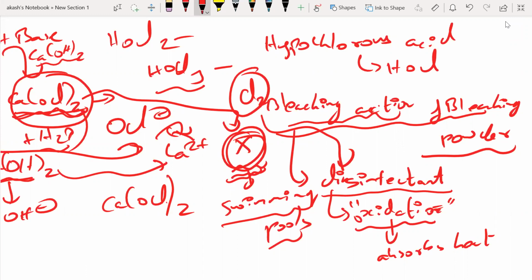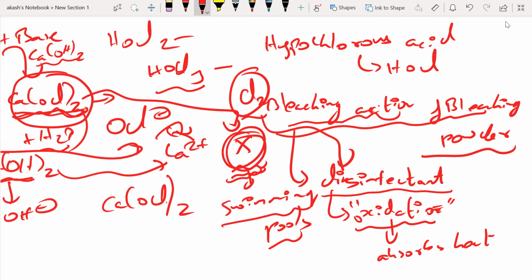It's not the bleaching powder smell, but I don't know whether you have smelled chlorine. Maybe if you get a chance, go to your lab and smell chlorine. Ask your lab in-charge or your teacher to somehow create chlorine and let you smell it. Then you will understand what I'm talking about. Anyway, what I'm trying to say is that the bleaching powder as such is not responsible for the bleaching action.